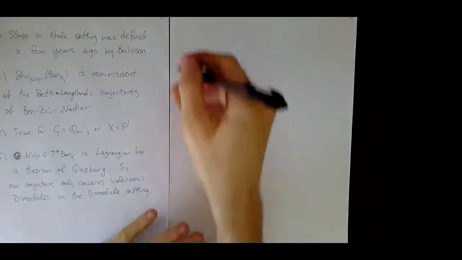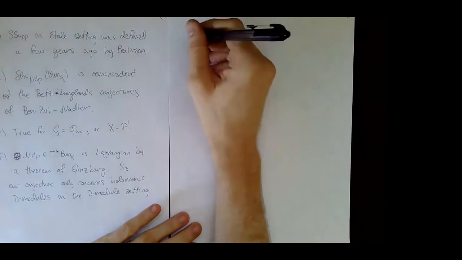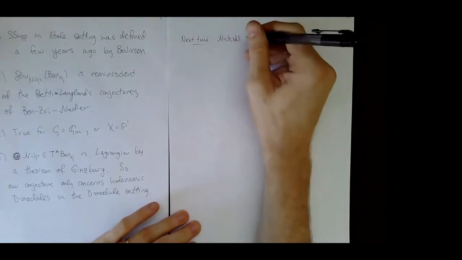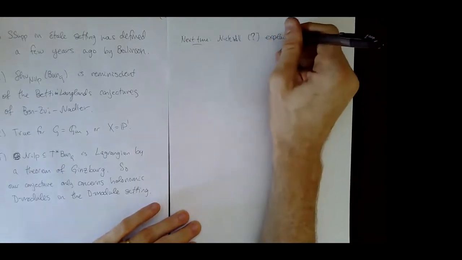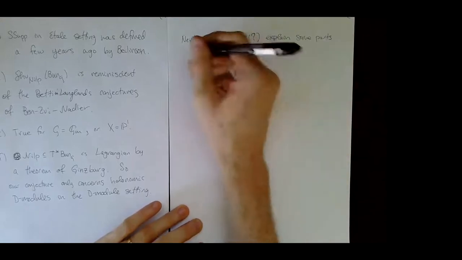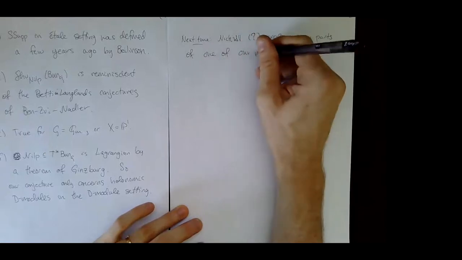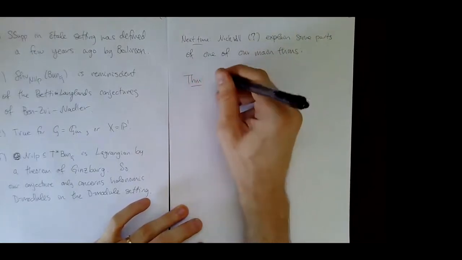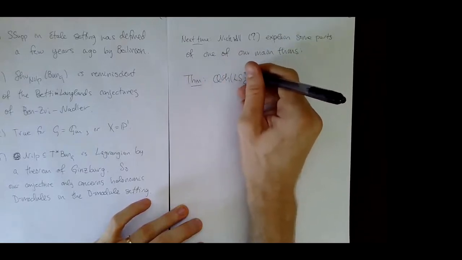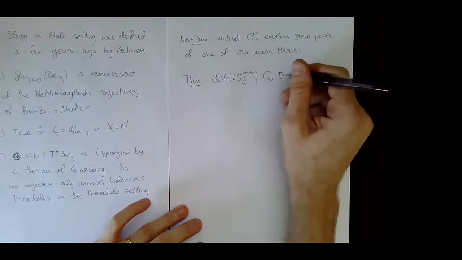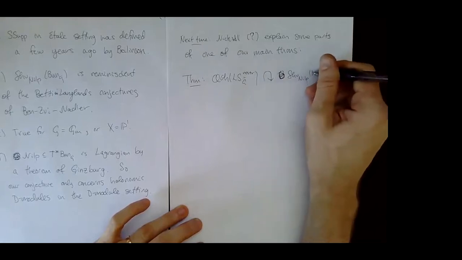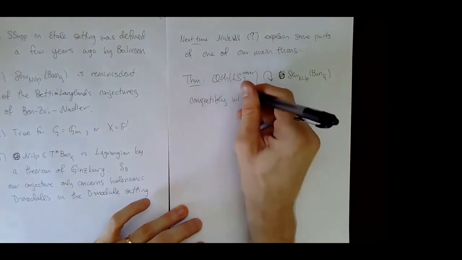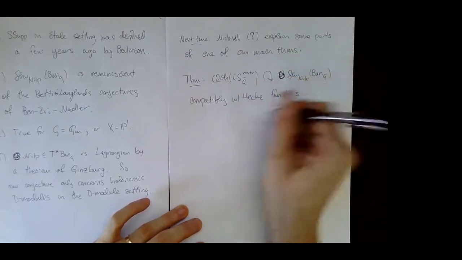I want to conclude here. So I guess I can say a couple of other pieces of evidence. I think next time Nick will, I believe, explain some parts of the following theorem. It says that this category of quasi-coherent sheaves on Loc_Ǧ restricted acts on the category of sheaves with nilpotent singular support on Bun_G, compatibly with Hecke functors, as in the earlier discussion.